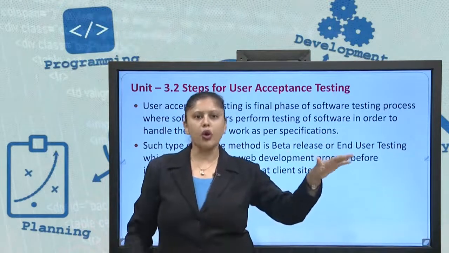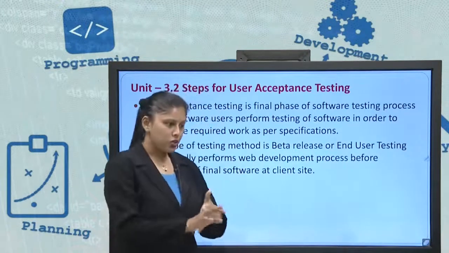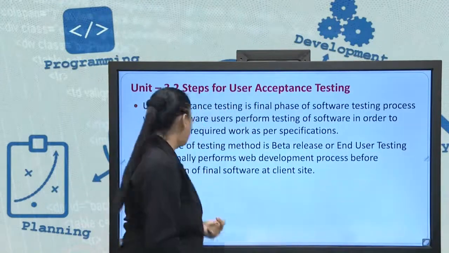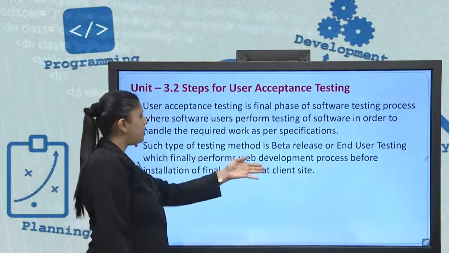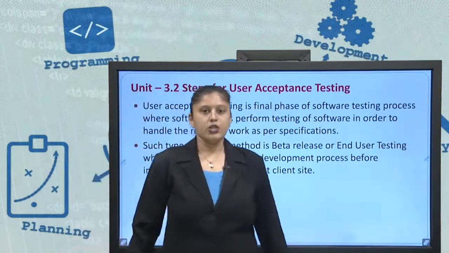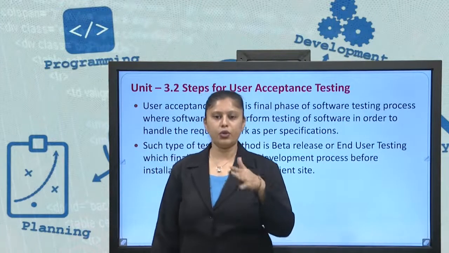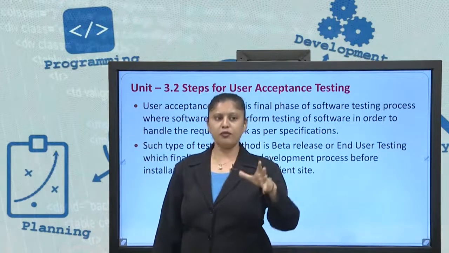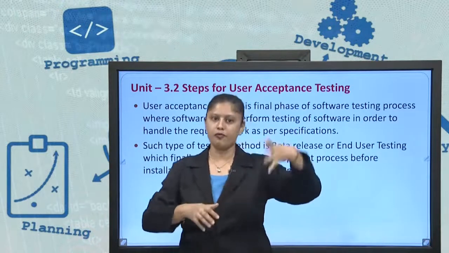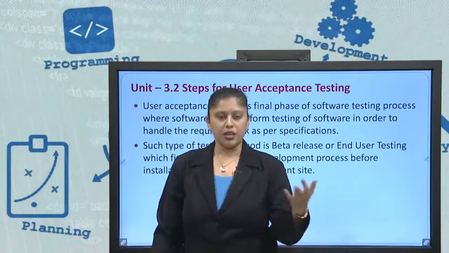My end user, who is going to use my product, will be testing it. So this user acceptance testing is a kind of beta testing or end user testing, which is finally performed in the web development process before installation of the final software at the client side. At the final stage before installation, I have to give my product to my customer or my end users who are going to use it, or maybe a group of people outside the organization who will be checking and testing it.